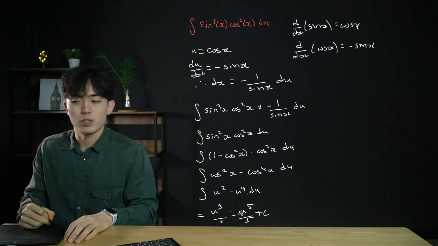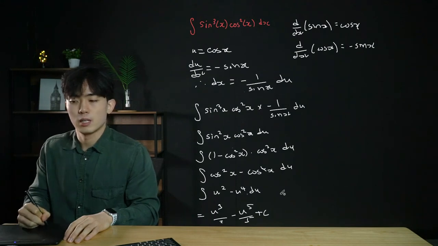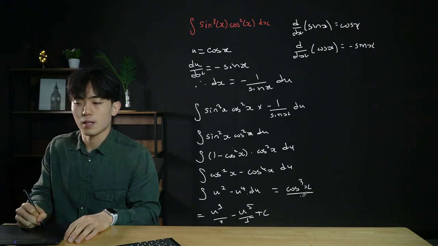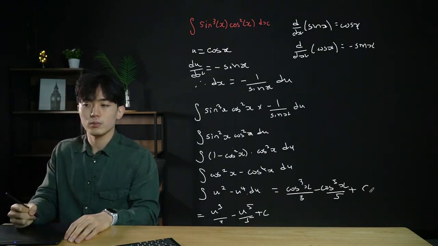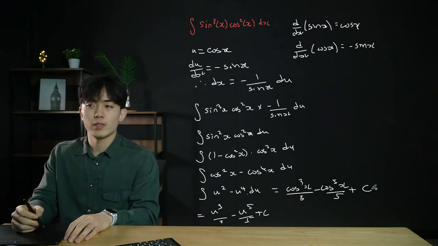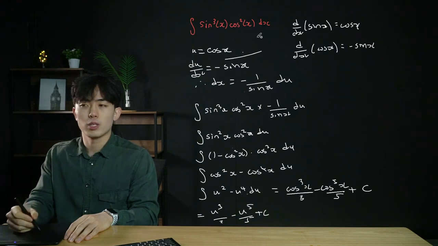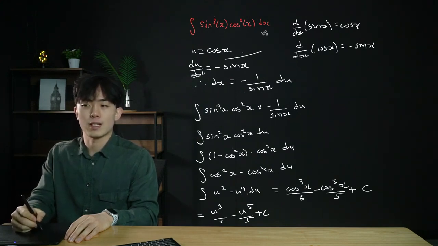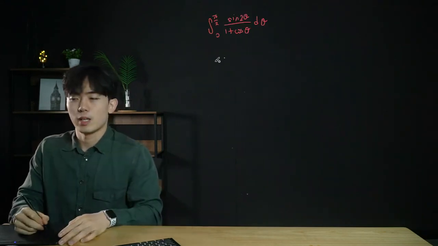Making sure we replace the u back with our initial substitution, because u is cos x. That's going to give us cos cubed x over 3 minus cos to the power of 5x over 5 plus c. Okay, so whenever you're given a trig term to integrate by substitution, we always want to try and let u equal one of the two terms, because hopefully they will cancel each other out later on. So the next one we're going to look at is this integral here.